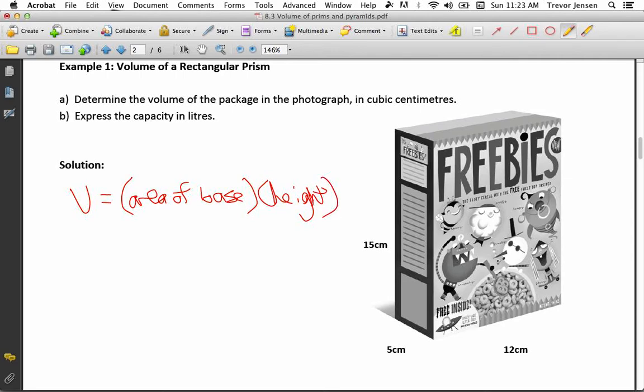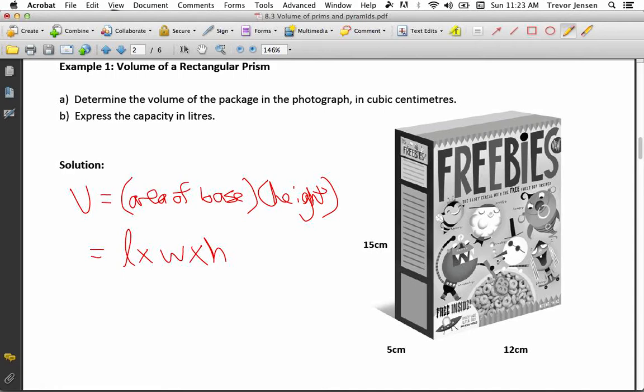So how do I find, I know the base is a rectangle. How do I find the area of a rectangle? Well, you do that by doing length times width. The area of a rectangle is length times width. And then I need to multiply that by the height of the prism. So times height. So let's figure out which of these dimensions is the length and the width, and which is the height of the prism.